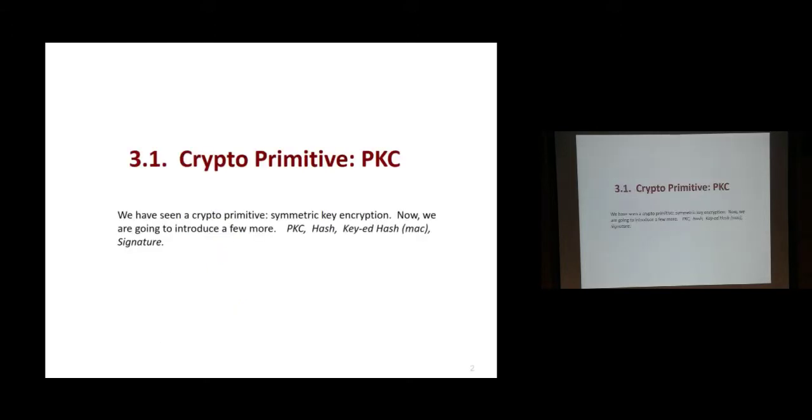So basically, for the past few weeks, we've done encryptions. Encryptions is what we call one type of cryptographic primitives. In fact, we've done symmetric key encryptions. For today and next week, we'll do a few more types of primitives, basically public key cryptography, hash, keyed hash, and signatures. Today we'll do the PKC and hash only.